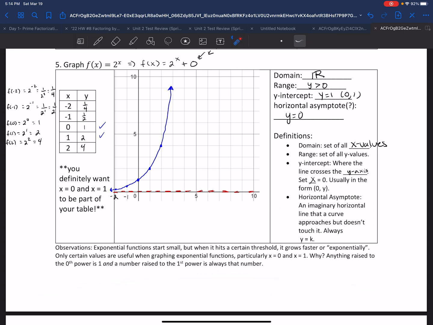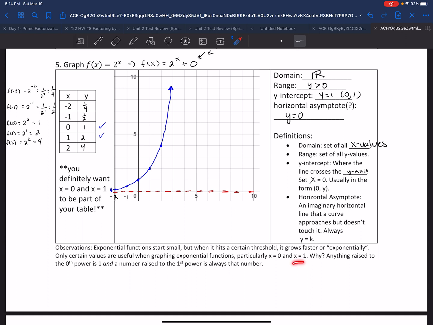Okay, so let's take a look at what it says over here. It says observation, exponential functions start small. Yes, they start small, but when it hits a certain threshold, it's going to start growing faster, or exponentially. Only certain values are useful when graphing exponential functions. Usually, it's best if we use x equal to 0 and x equal to 1 for our inputs, because we know that anything raised to the 0 power is just 1. And it's just easier to graph that way.